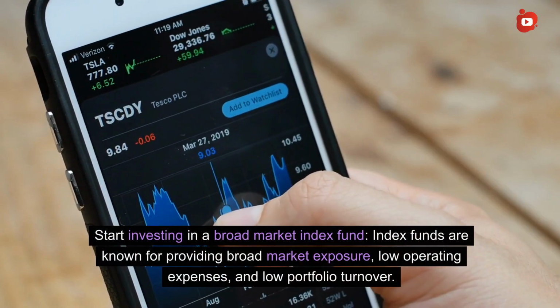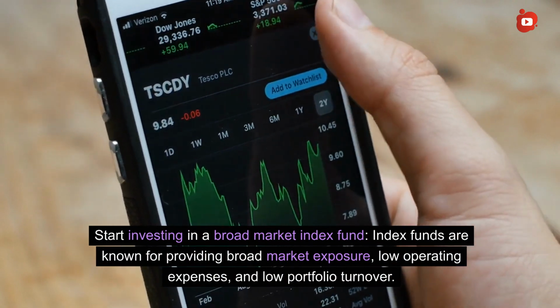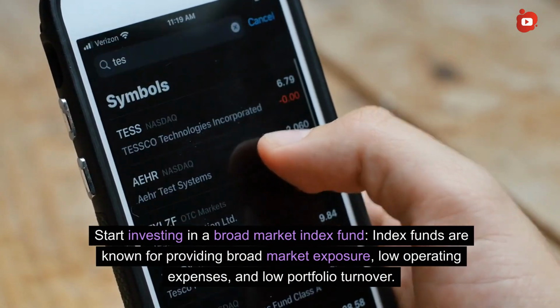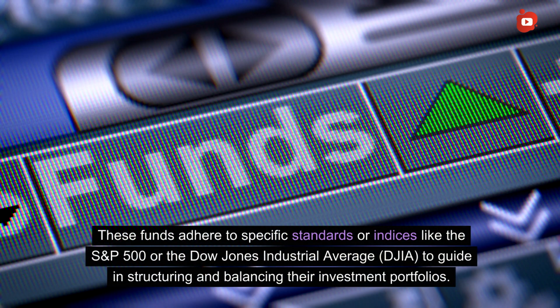Start investing in a broad market index fund. Index funds are known for providing broad market exposure, low operating expenses, and low portfolio turnover. These funds adhere to specific standards or indices like the S&P 500 or the Dow Jones Industrial Average, DJIA, to guide in structuring and balancing their investment portfolios.